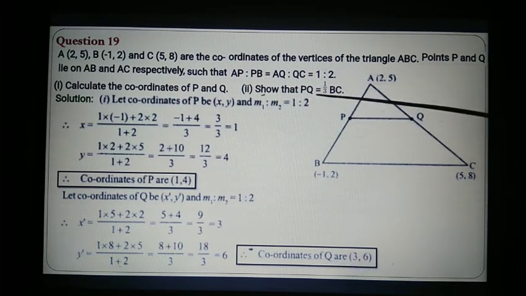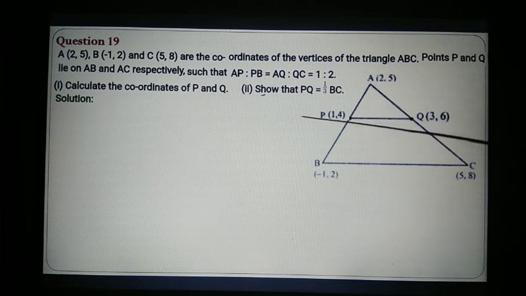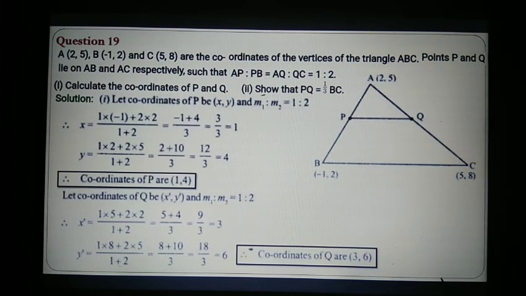Now we got the coordinate of P, we got the coordinate of Q. In the second part, we need to show that PQ is equal to 1 by 3 BC. So do we know the coordinates of P and Q? Yes, so we can calculate PQ using the distance formula. Do we know the coordinates of B and C? Yes, so we'll calculate BC as well. So you may pause this to note down, and we'll move on to the next part.